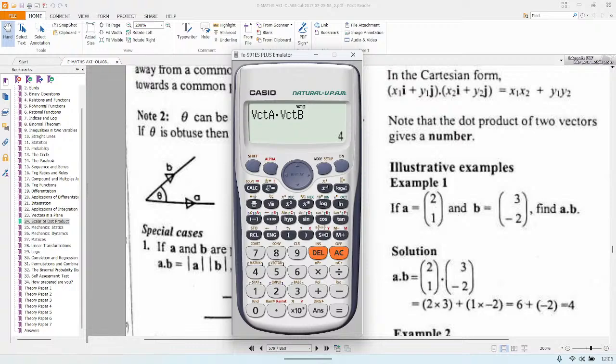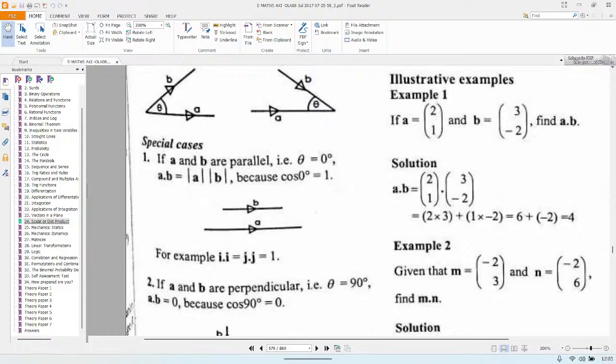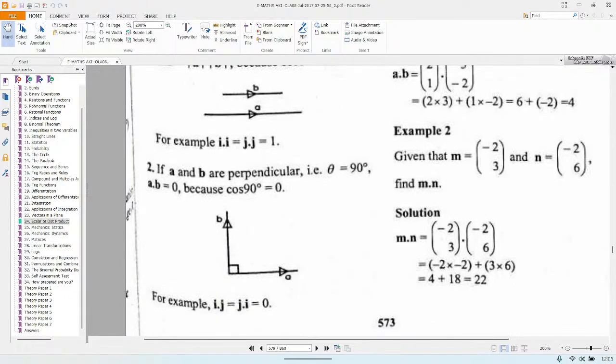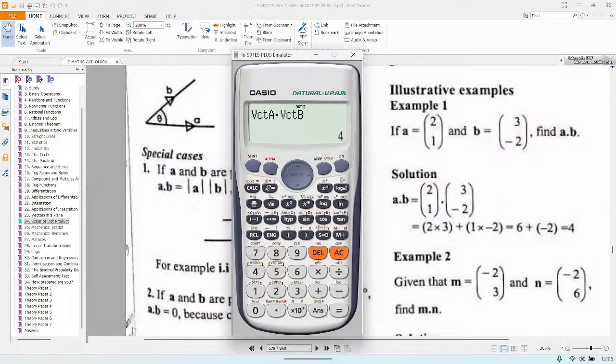Mind you, if you have your vectors in the calculator, you can even find a magnitude. Right? You can find magnitude of the vector and everything. If you want to find the magnitude of vector A, you can even use your mind to do it. Root of 2 square plus 1 square. 2 square is 4 plus 1, 5. But I want to write magnitude.